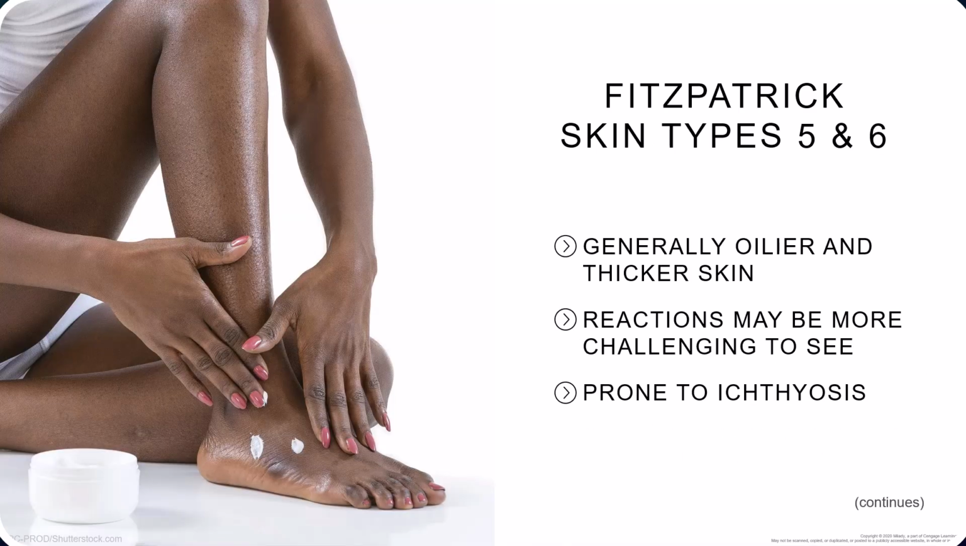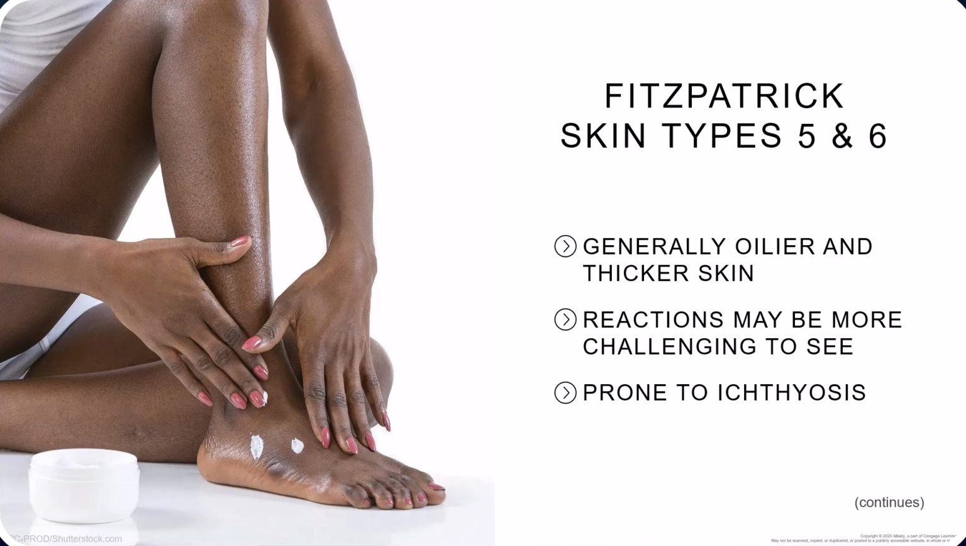Someone who is type 5 or 6 on the Fitzpatrick scale typically has oilier skin and thicker skin, but it can also have the same level of reactivity as lower Fitzpatrick skin types, and reactions may be more challenging to see on darker skin, but they can be as intense on those as lighter skin.